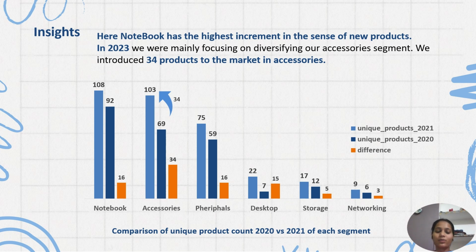As you can see in notebook, in the year 2021 we have 108 products. In 2020, we have 92 products, and the difference is 16. But the accessories difference is 34, basically. So basically, what we are doing is identifying new products in accessories. Now let's move with another request.